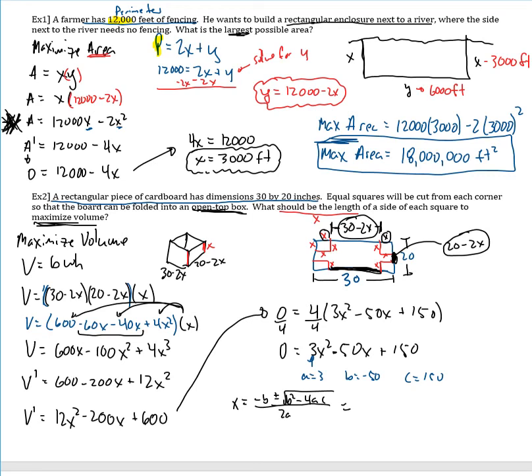The opposite of negative 50 is 50, and then we have plus or minus the square root of b squared. So negative 50 squared is 2,500, because 5 times 5 is 25, and then we'd have 2 zeros attached. And then minus 4 times a, which is 3, times c, which is 150, all over 2 times 3. So that's what I want to write in my calculator.